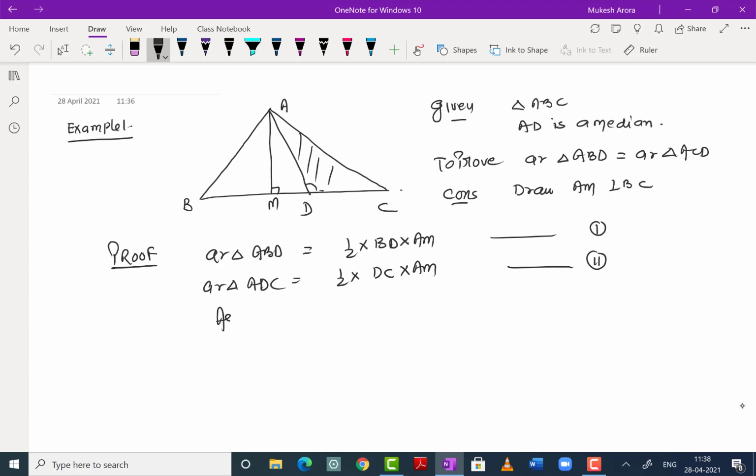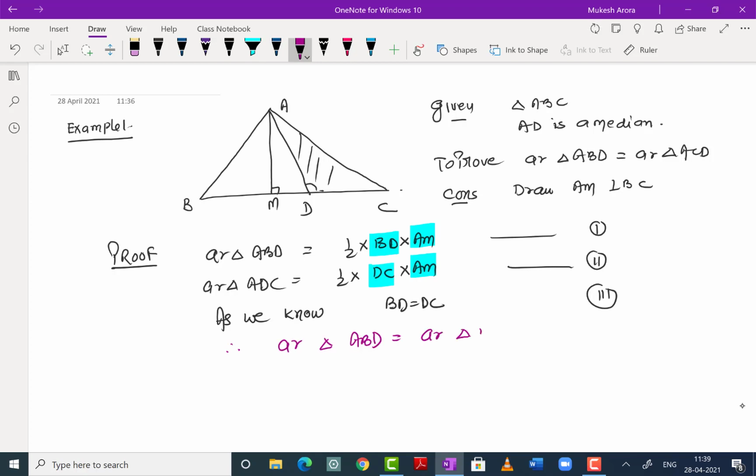As we know that BD is equal to DC. This is number 3. So these two are common. This is equal. Therefore, area of triangle ABD is equal to area of triangle ADC.